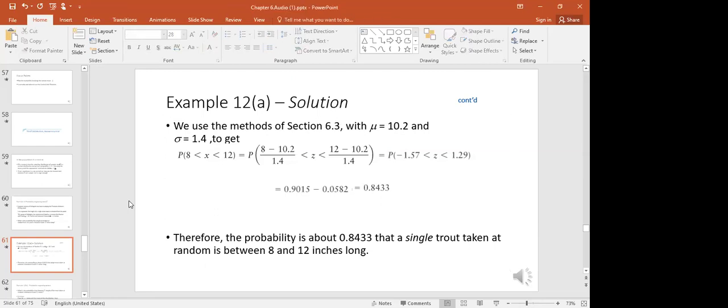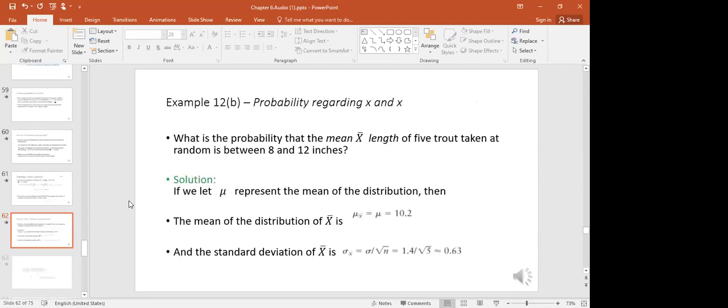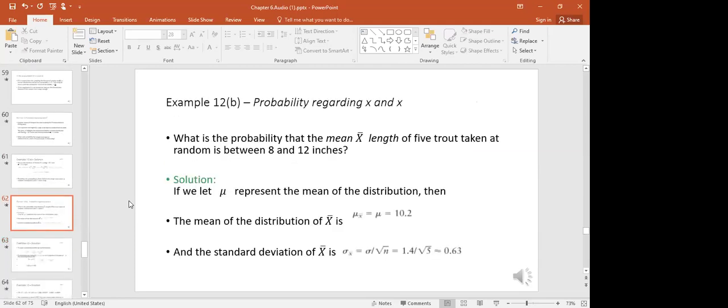Now, I want you to remember that a single trout was selected at random. What is the probability that the size is between 8 and 12? The next question is different. What is the probability that the mean length of 5 trout taken at random is between 8 and 12? Do you see the difference between the two questions? Yes, the first one was asking for only 1, and the second is asking for 5. The average of 5. So for the average of 5, you are going to use the sample mean as your random variable.